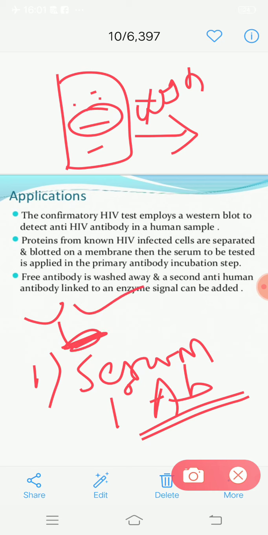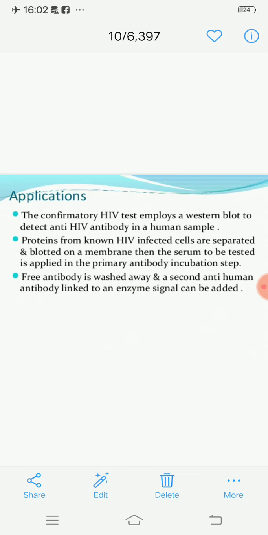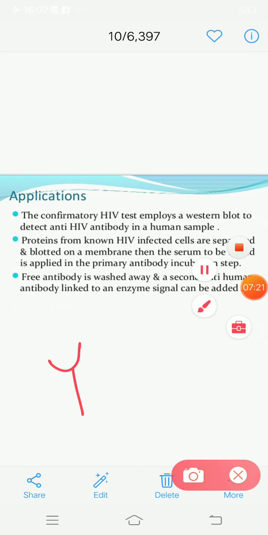What is the property of this secondary antibody? It cannot recognize the HIV virus, it cannot recognize the HIV protein. What does it recognize? It recognizes the Fc region of this primary antibody. This is your primary antibody, and this is the Fc region.